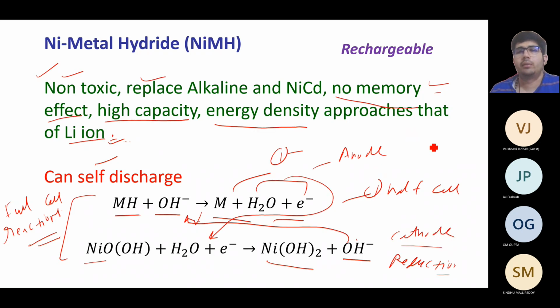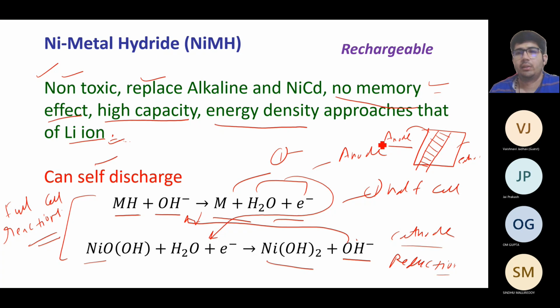Okay, and we know that the anode and cathode are both separated using a separator, or you can say the electrolyte. So there is no direct contact between the anode and cathode. If you are considering the anode side reactions only, then that is a half cell reaction.